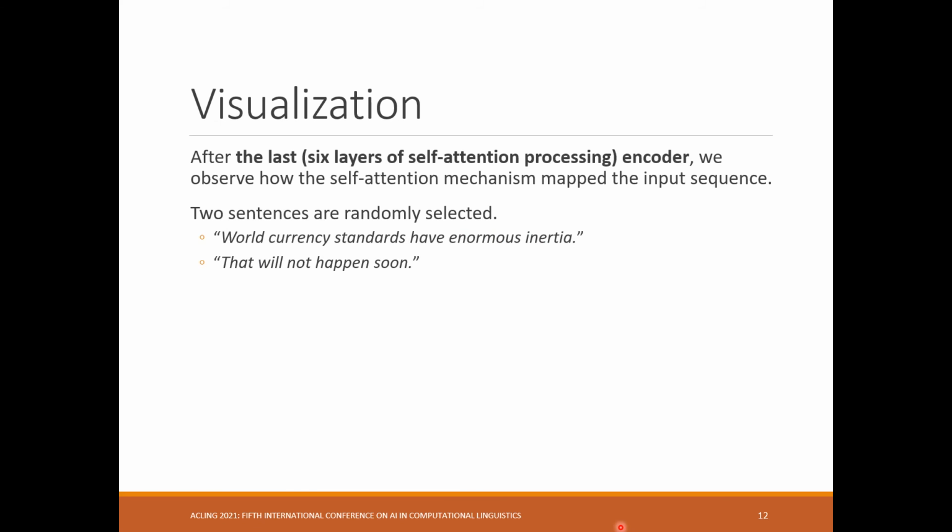In order to understand where the attention of the encoders of different models is paid to, visualized heat maps are demonstrated. The heat map is based on the attention weight of the self-attention mechanism from the last encoder. Two sentences from World Machine Translation 2014 English-German are randomly selected. Sentence 1 is: world currency standards have enormous inertia. Sentence 2 is: that will not happen soon.